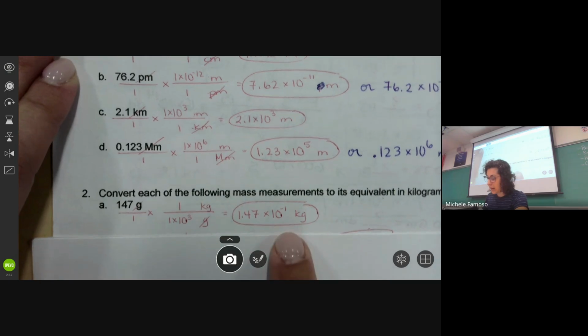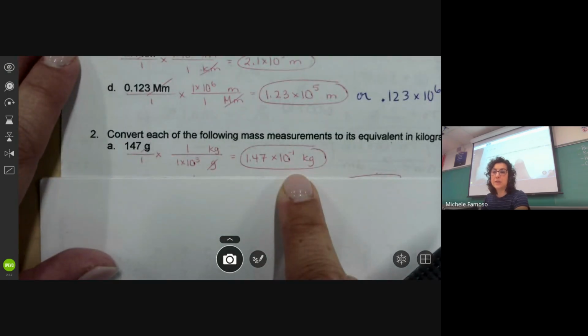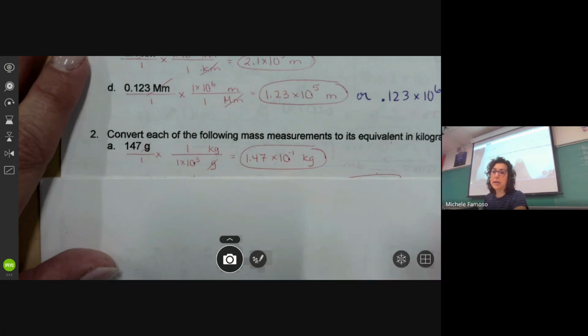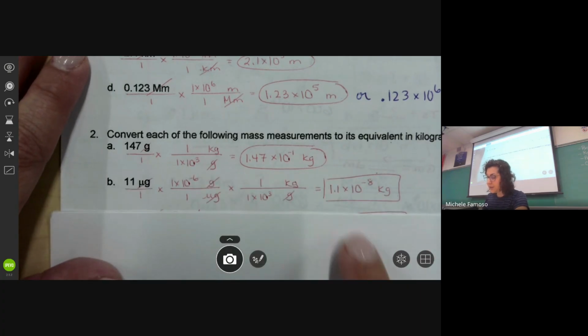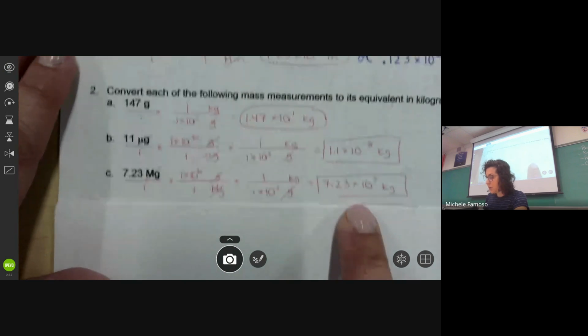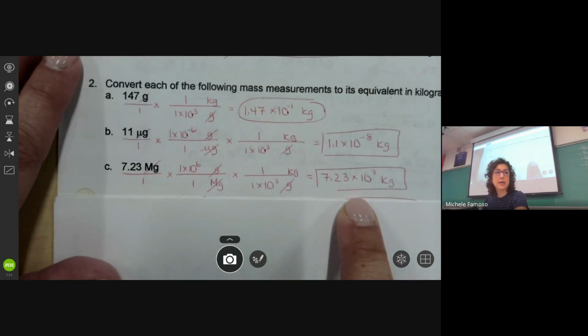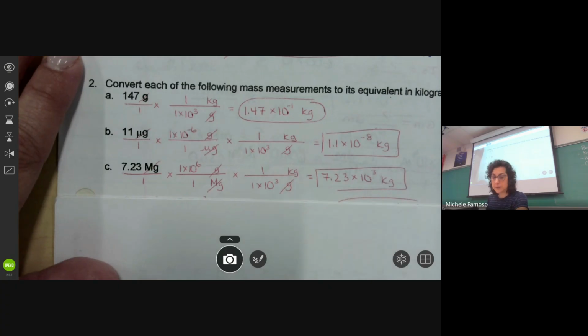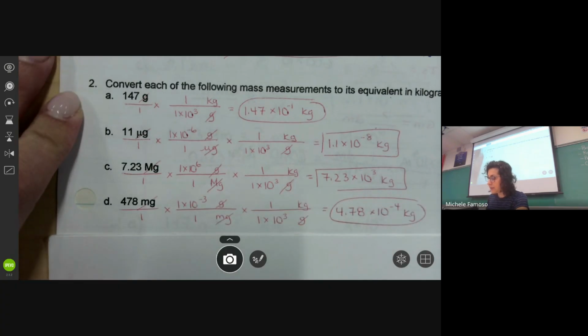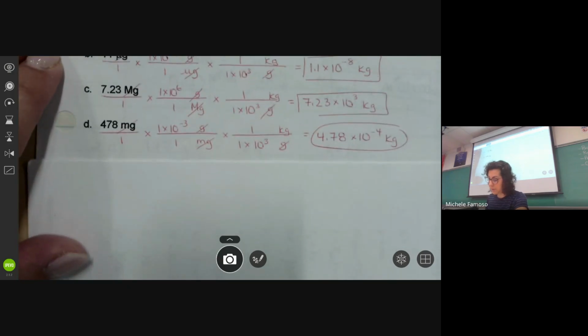Number 2A is 1.47 times 10 to the negative 1 kilogram. B is 1.1 times 10 to the negative 8 kilogram. C is 7.23 times 10 to the 3 kilograms. D is 4.78 times 10 to the negative 4 kilograms.